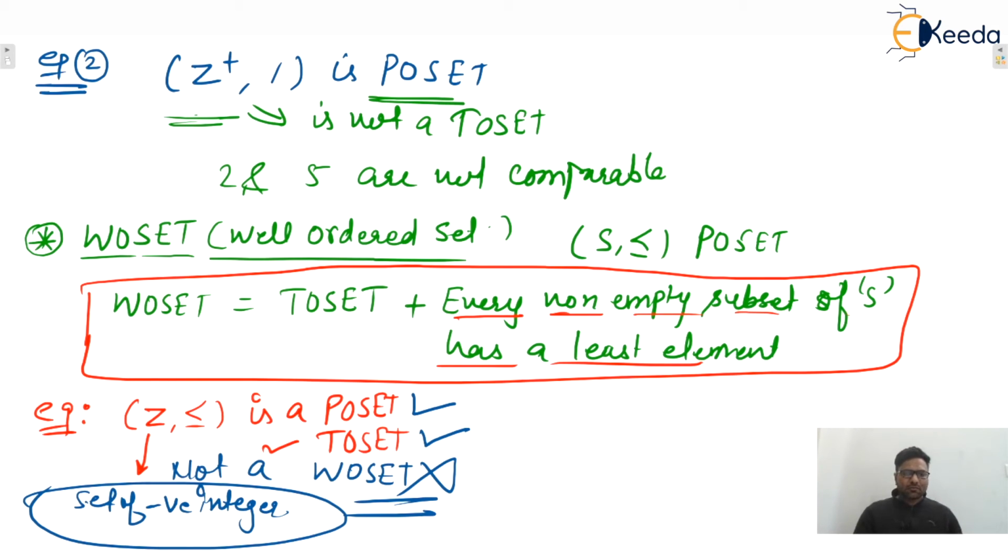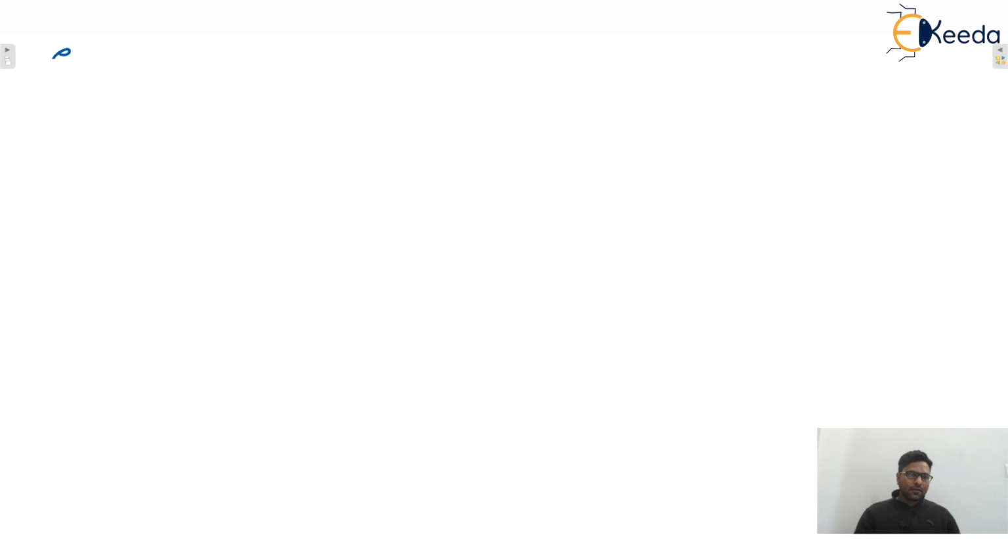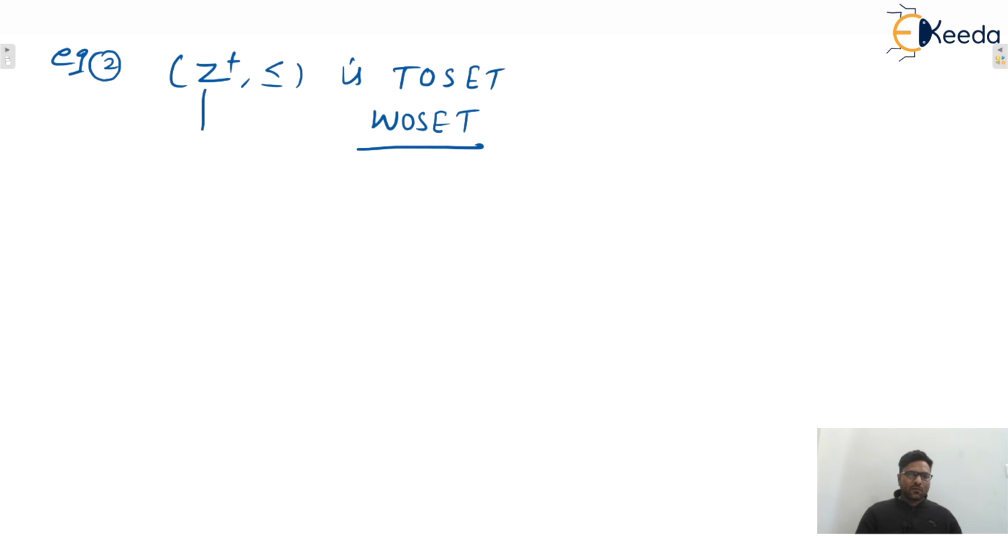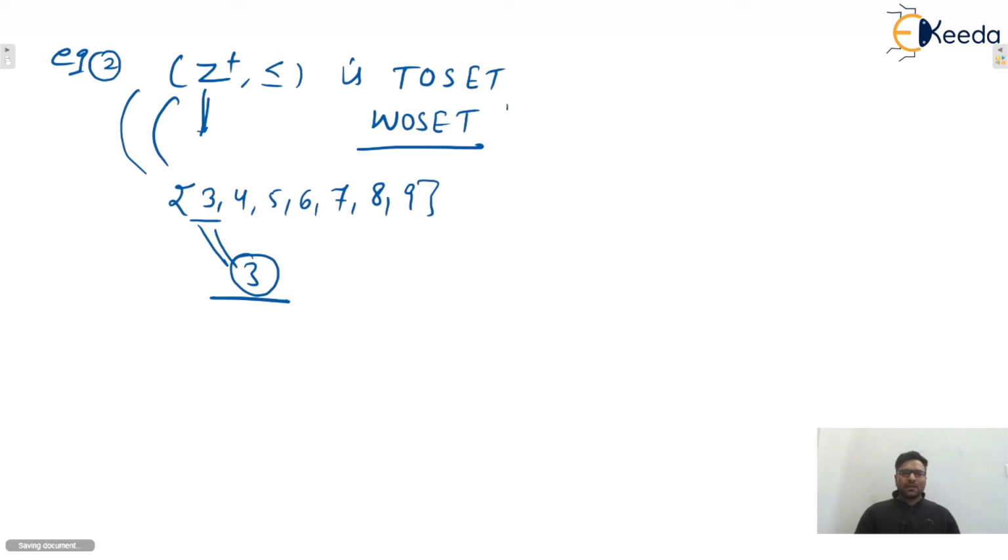Next one, let us consider one more example. Let's say example number 2, the set of positive integers on less than or equal to. So it is a TOSET. Now you only tell me whether it is a WOSET or not. Yes, you can consider any subset of the set of positive integers. Let me consider 3, 4, 5, 6, 7, 8, 9. Yes, this is a subset of this one, and it has a least element, that is 3. That's why it is a WOSET.